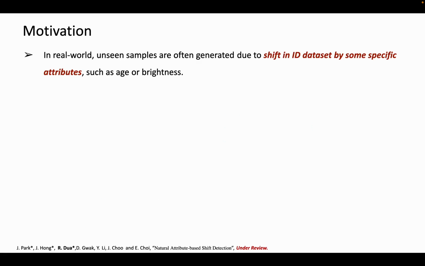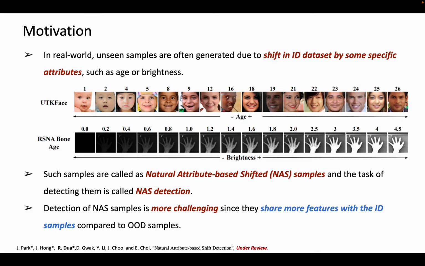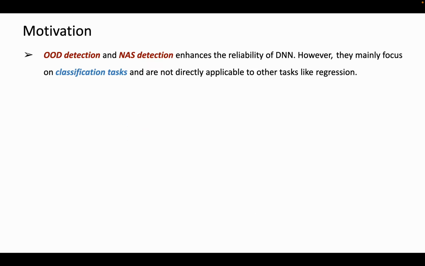In the real world, unseen samples are often generated due to the shift in the ID dataset by some specific attributes. Such samples are called natural attribute-based shifted samples, and the task of detecting them NAS detection. Detection of such samples is more challenging since they share features with ID samples.